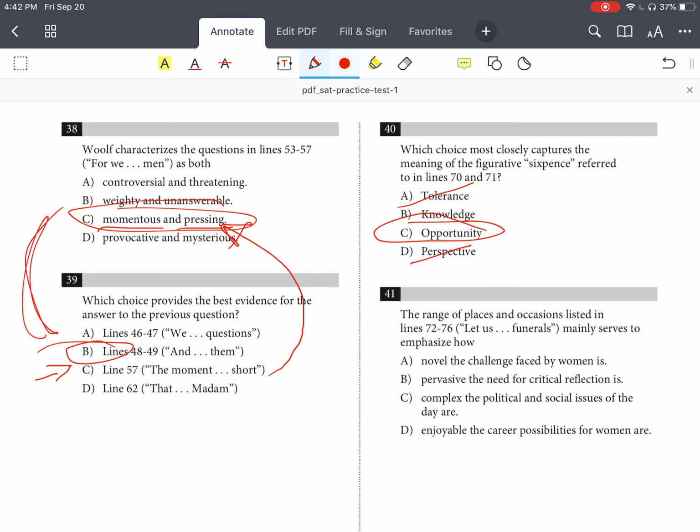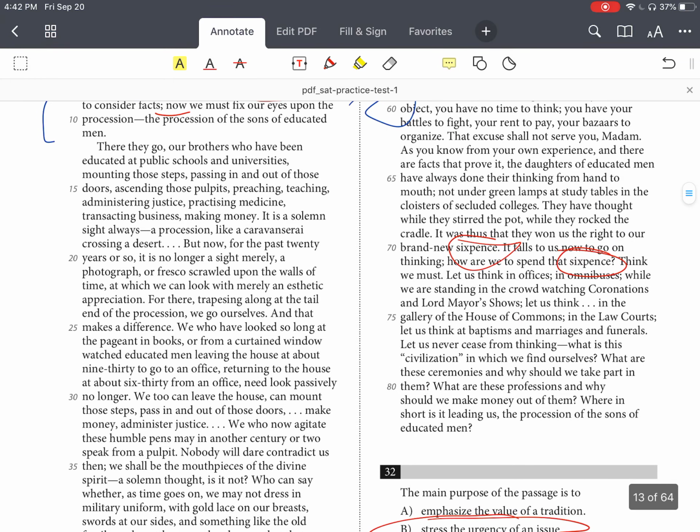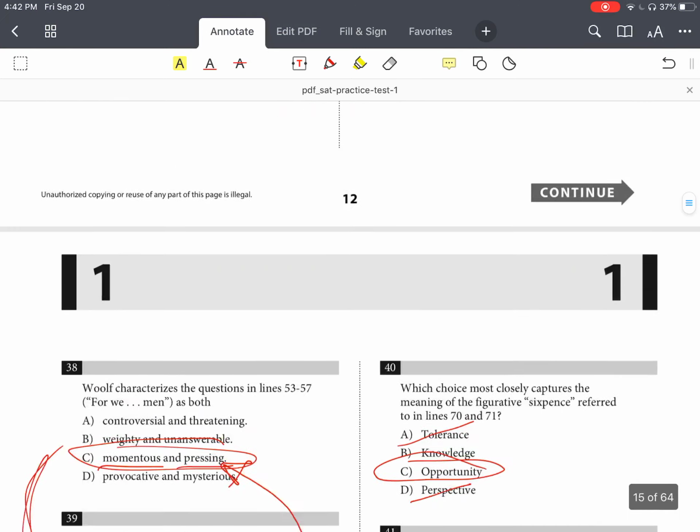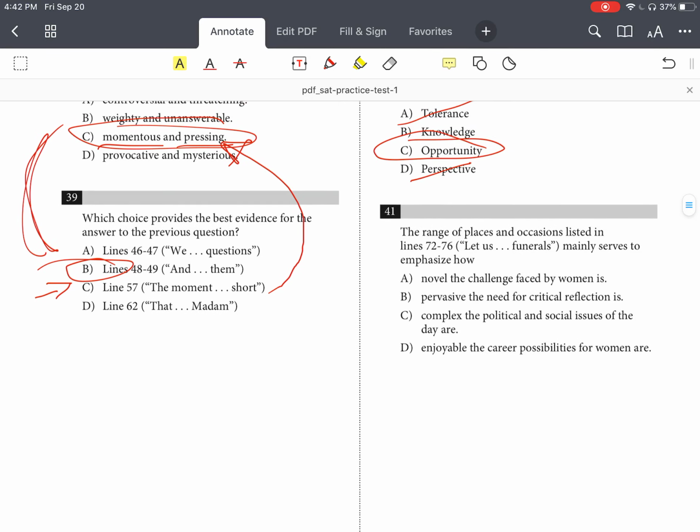The answer is opportunity, because she's talking not about what she says women will do, but about the decision the women will make as they see this procession of sons of educated men. So question 40, it's opportunity. It just fits better into the passage than knowledge.